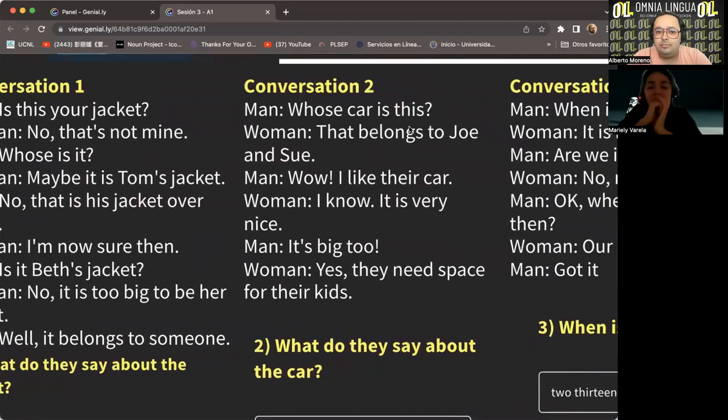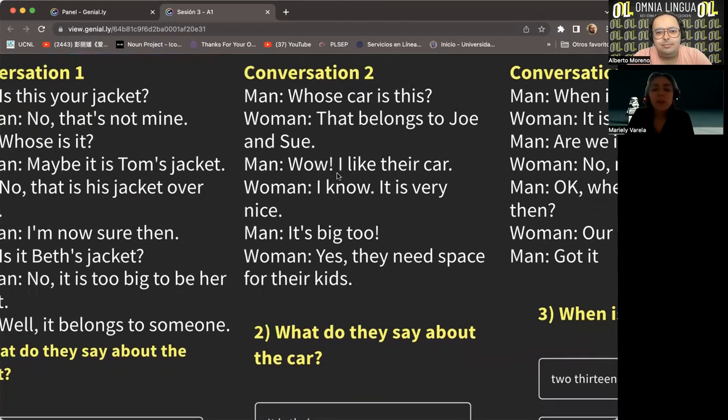Whose car is this? That belongs to Joe and Sue. Belong y era pertenece, ¿verdad? Sí, pertenece. That belongs to Joe and Sue. Wow, I like their car.